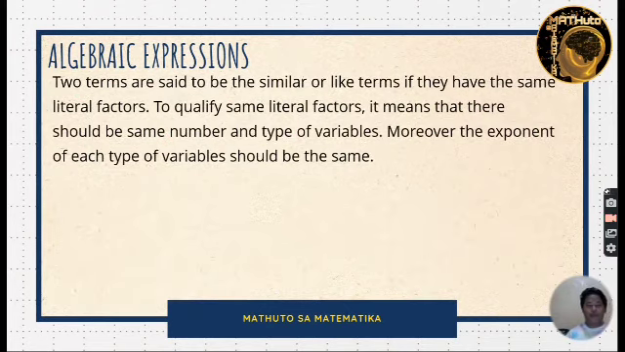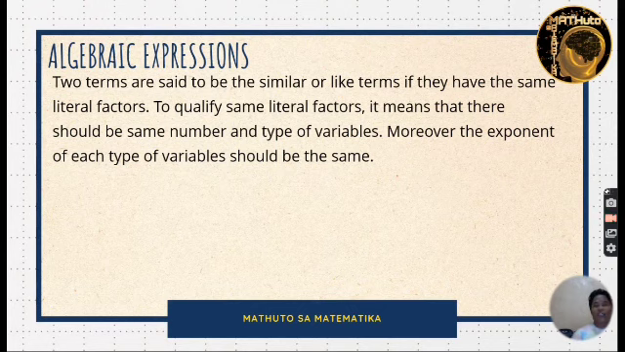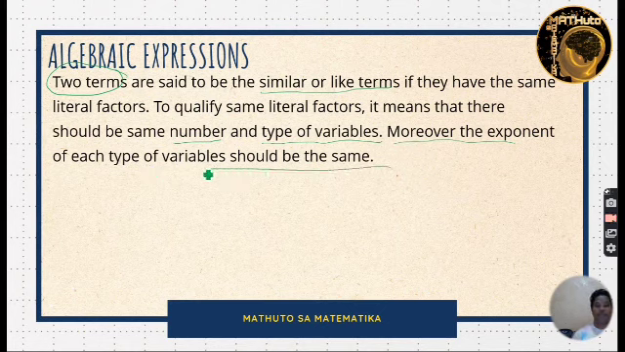When we say algebraic expression, two terms are said to be similar. So, ito po yung ating tatandaan. So, two terms are similar or like terms if they have the same literal factors or literal coefficients. To qualify as the same literal factors, it means that there should be the same number and type of variables. Moreover, the exponent of each type of variable should be the same.